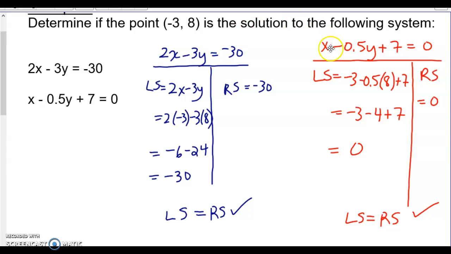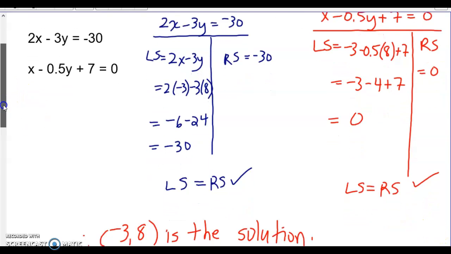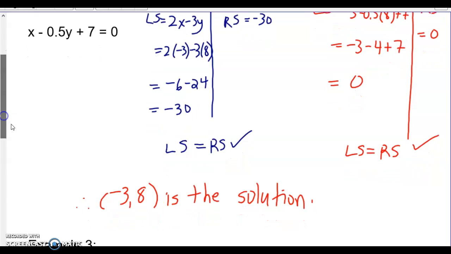Now I'm going to repeat this process for my second line. Left-hand side reads x minus 0.5y plus 7, and my right-hand side is 0. So I'm going to plug in negative 3 for x, 8 for y, and I simplify my left-hand side, and I get 0 on the left, 0 on the right. Again, left side equals right side, they match, which means that this point is on both lines, which means that it must be the solution to the system.